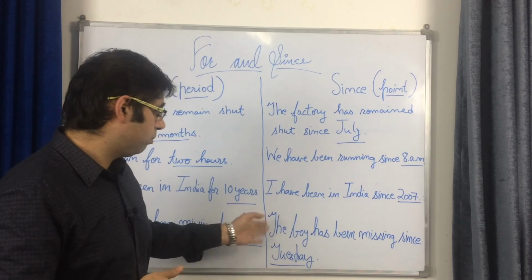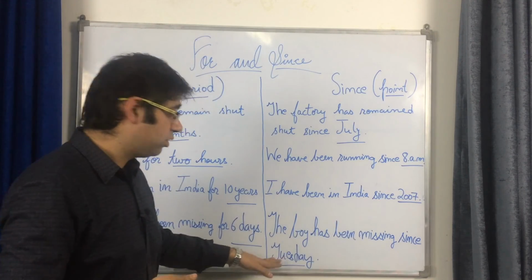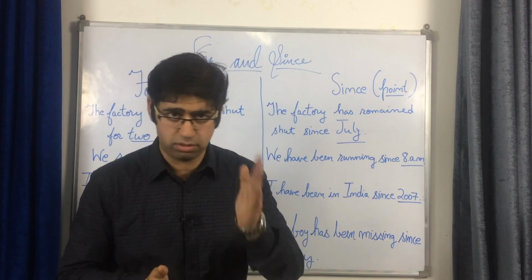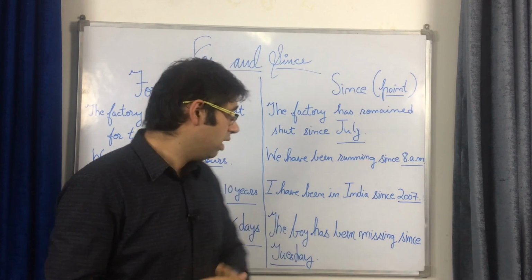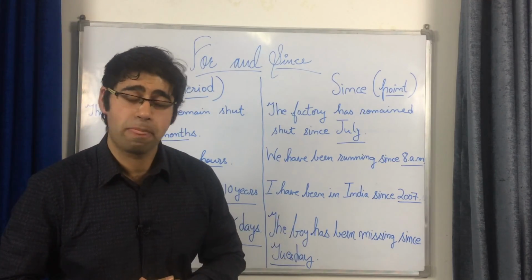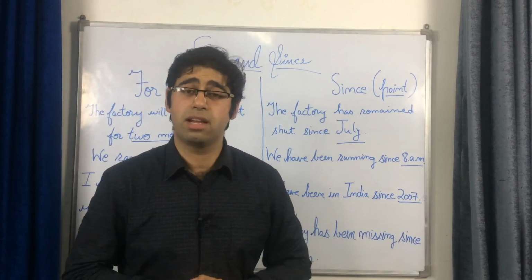And finally, the boy has been missing since Tuesday. Do you have Tuesday on the calendar? Of course you do. It comes roughly 4 times every month. So you've got since working for you in that sentence as well. And yes, it is that simple.